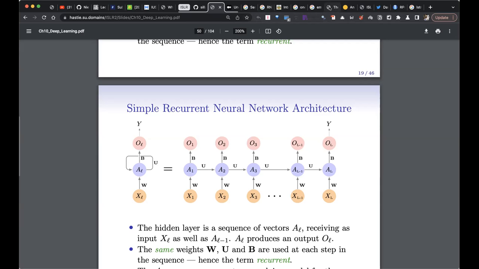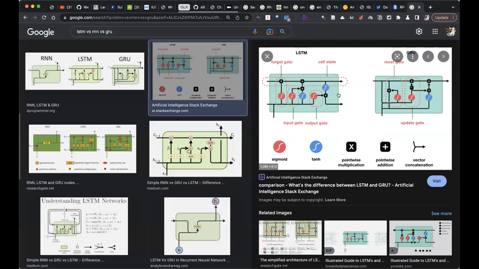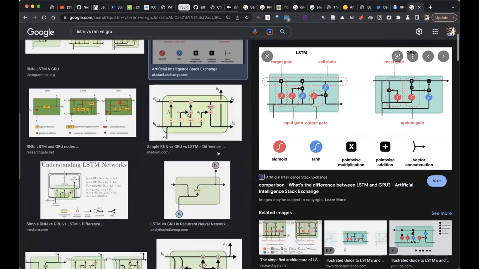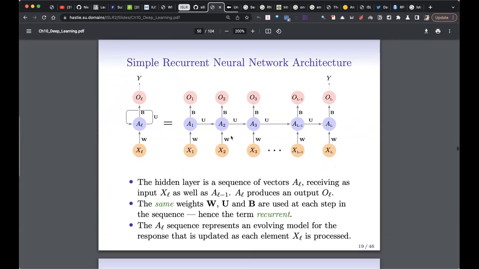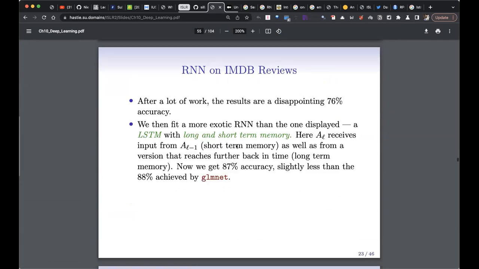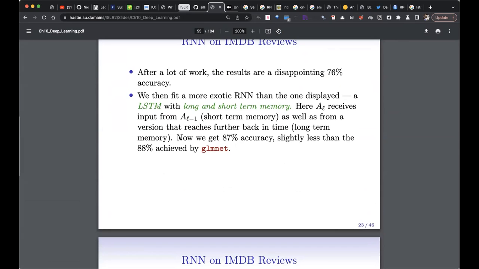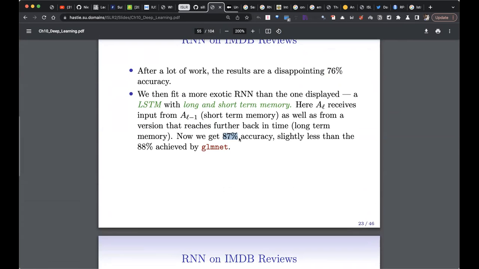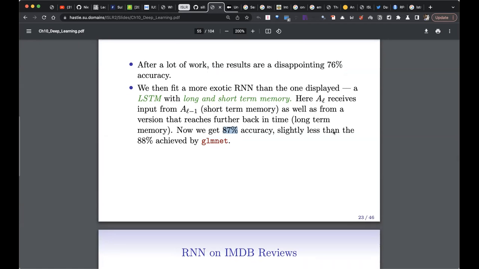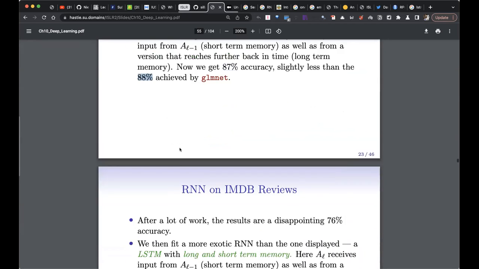The LSTM, long short-term memory, can handle longer sequences. You can see they add something called forget gates and so on, along with the input gate. The GRU is also on the same idea, I guess. Anyway, I'm just scratching the surface. Now, using the LSTM, we get a better performance, slightly less than the GLM, which is 88%, right?